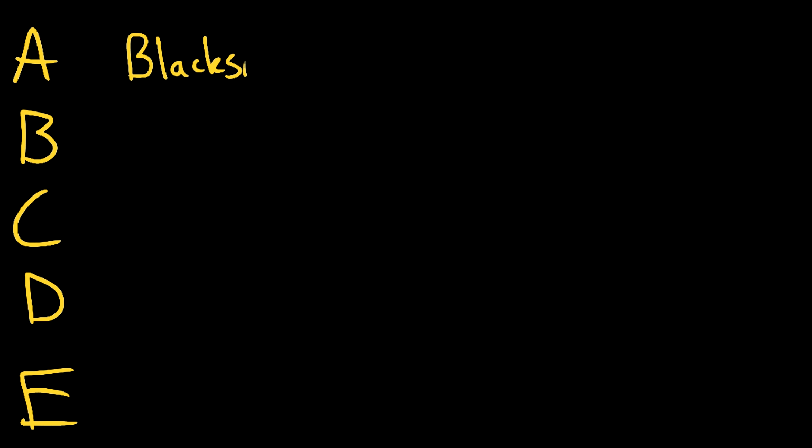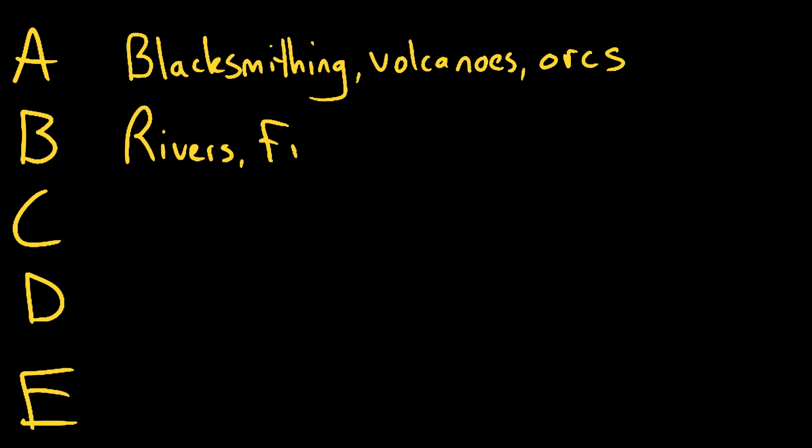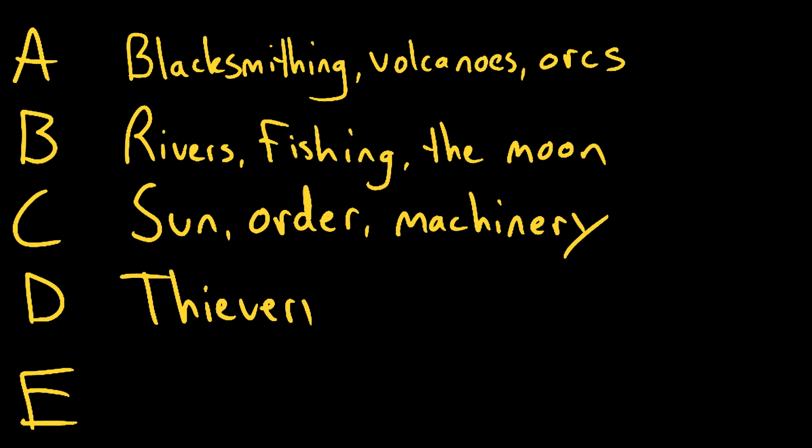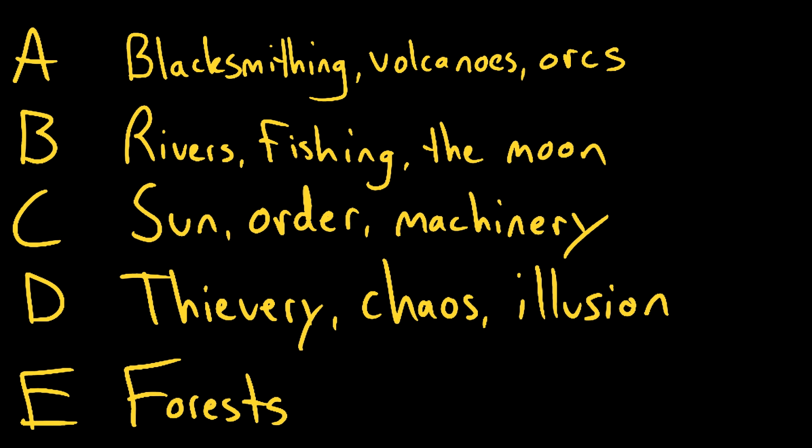So god A is the god of blacksmithing, volcanoes, and orcs. God B is the god of rivers, fishing, and the moon. God C is the god of sun, order, and machinery. God D is the god of thievery, chaos, and illusion magic. And God E is the god of forests, music, and restoration magic.